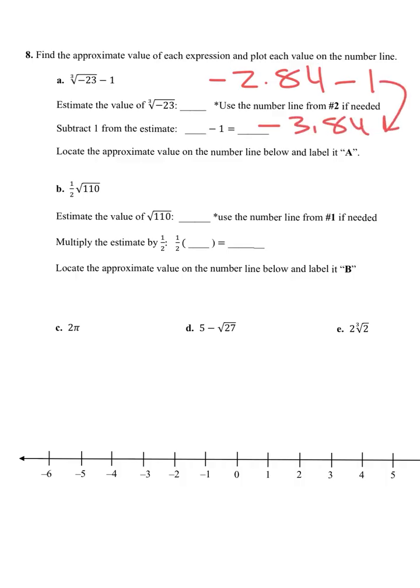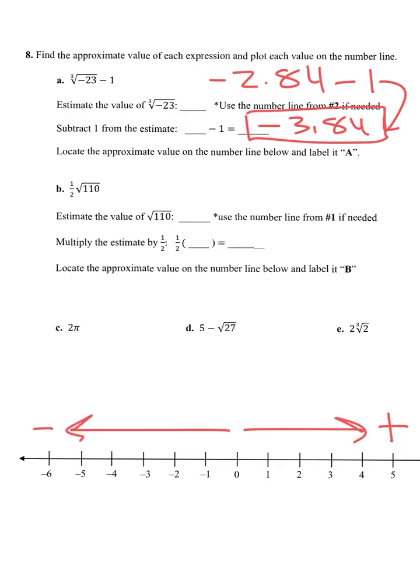So I had to go from here to here. Negative 2.84 minus 1 more is actually negative 3.84. And then it says locate the approximate value on the number line below and label it A. So starting at 0, negative 3.84, which direction do you think we're going to go? Are we going to go to the right? Those are all positive numbers. We're going to the left. Those are all negative numbers. So negative 3.84 is 1, 2, negative 3, and then 0.84, just approximate, right? So it's going to be right about there. And then label it A.